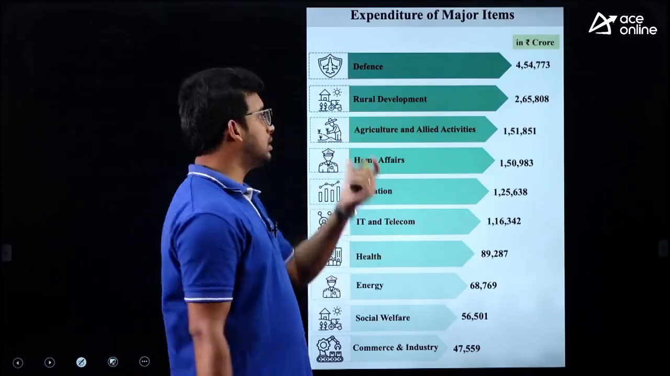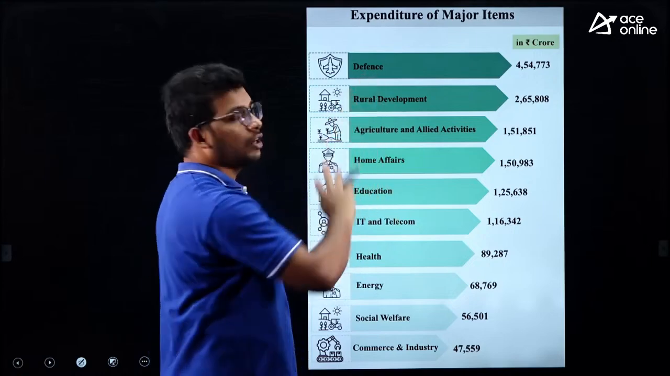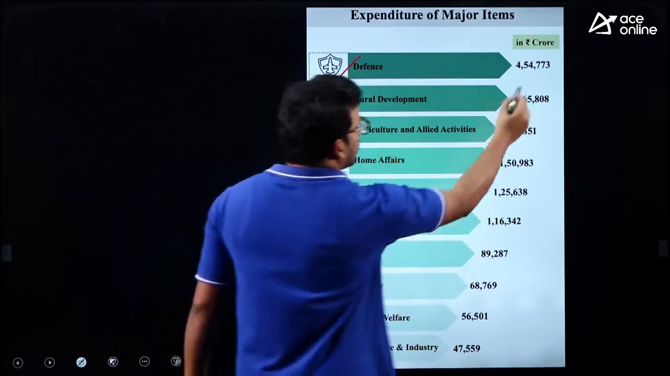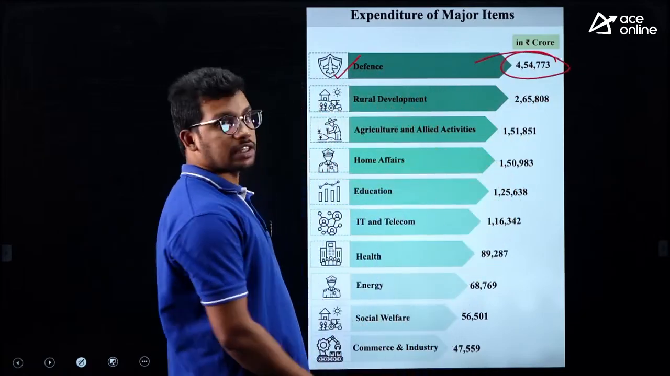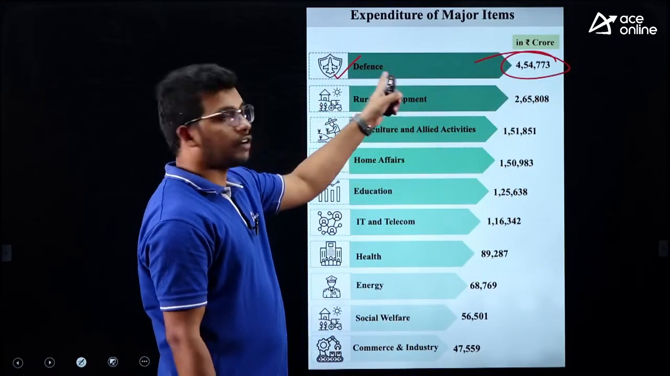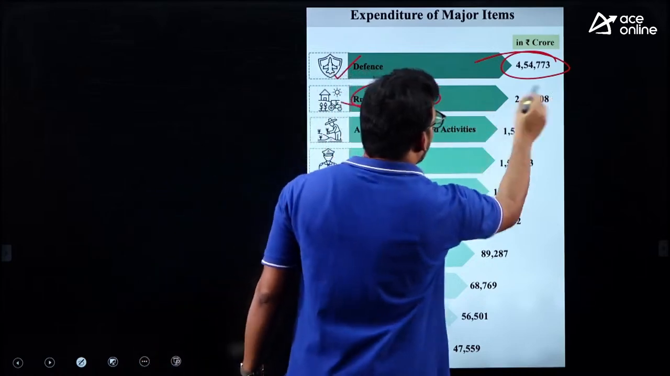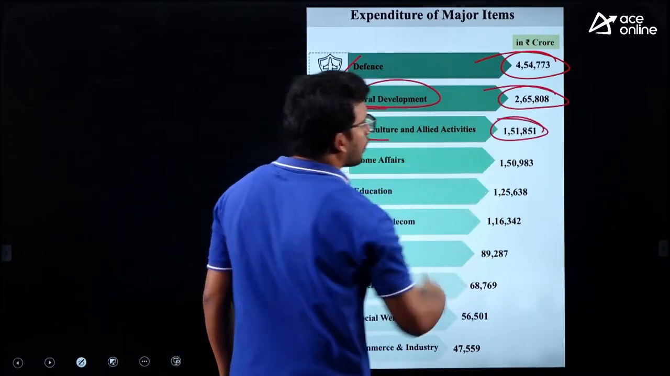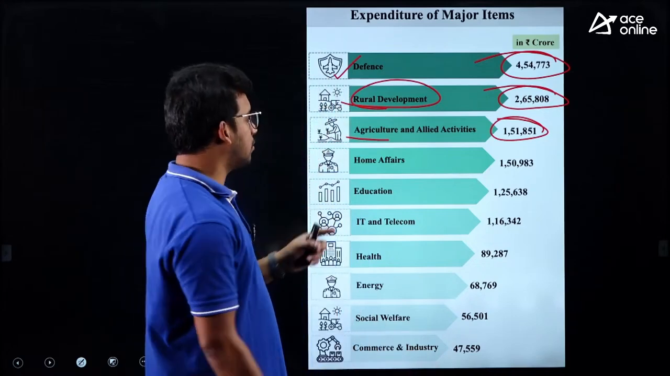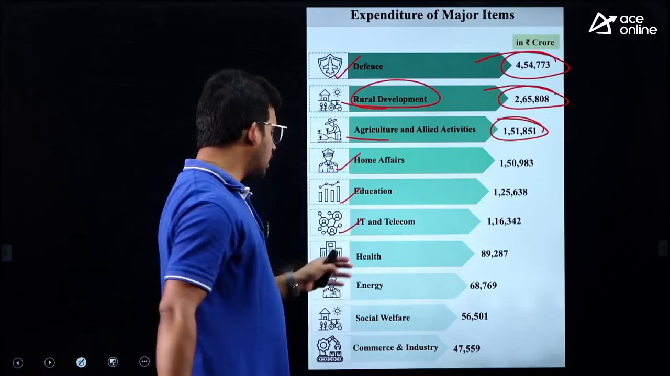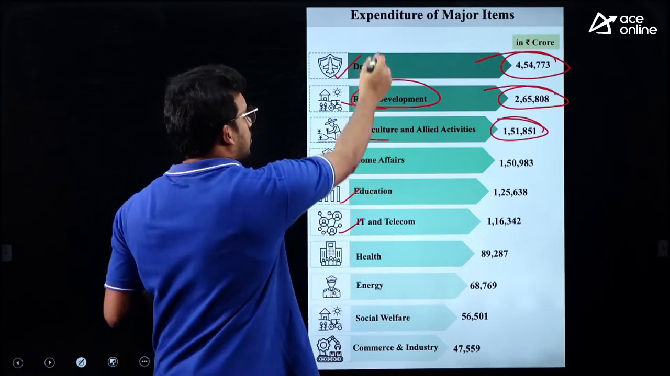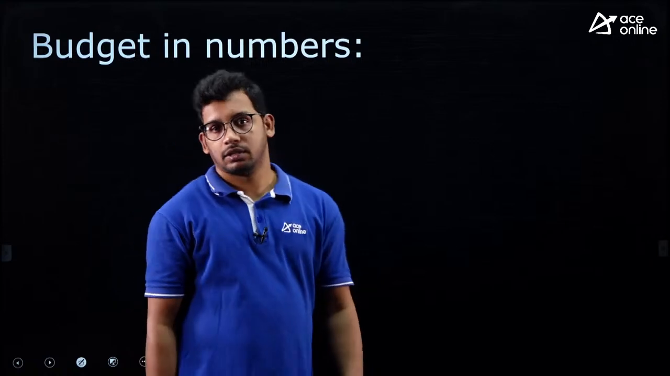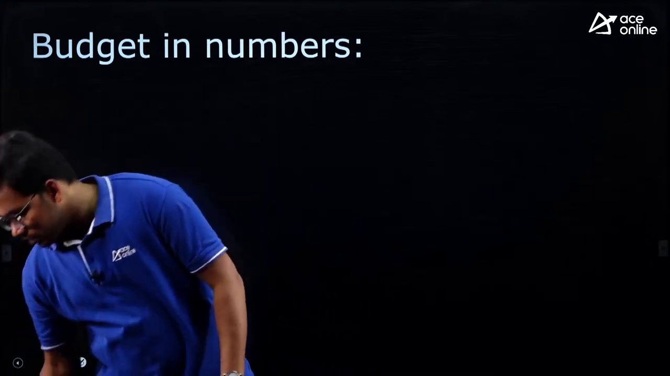And the highest ministries, these are the ministries where government has the major expenditure. Government has allocated the most funds to defense, 4,54,773 crores, followed by rural development 2.65 lakh crores, and agriculture 1.51 lakh crores, as we have seen in the beginning itself. Then home ministry, education, IT and telecom. You can just remember the top three: defense, rural development and agriculture got the highest. Any doubts in this?